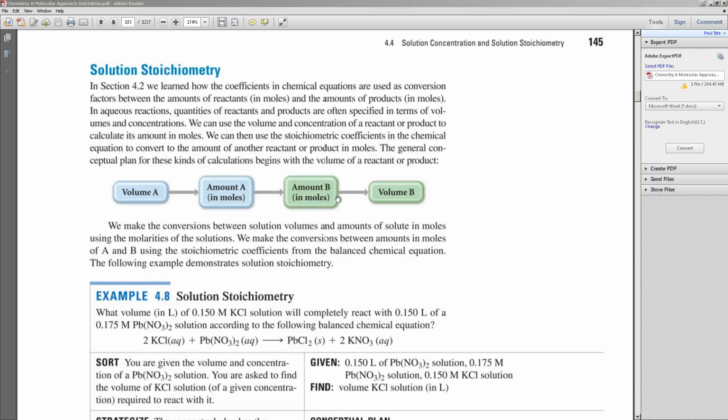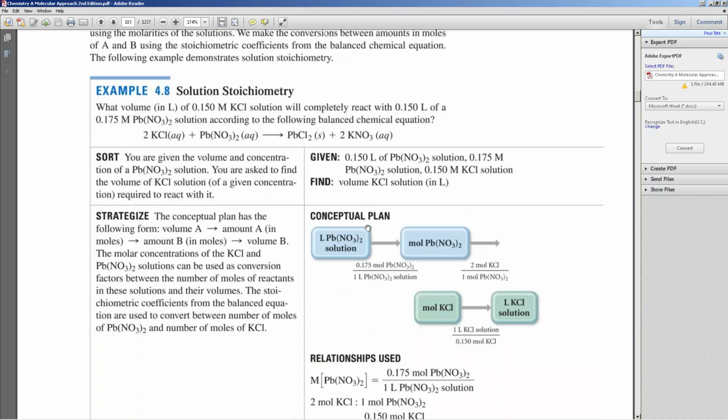And then we use the concentration of B to determine how much volume of B will be produced or used, depending on whether it's a reactant or a product. All right, so let's scroll down here and look at example 4.8. And so we're given volume of KCl, and, excuse me, we're asked to solve for volume of KCl. And here is its concentration. And we're saying that it will react with this volume of this molarity of lead nitrate. And then we're given a balanced equation.